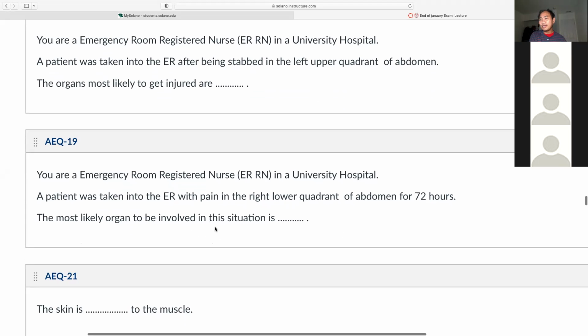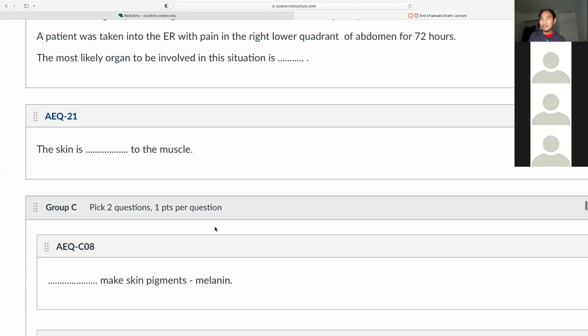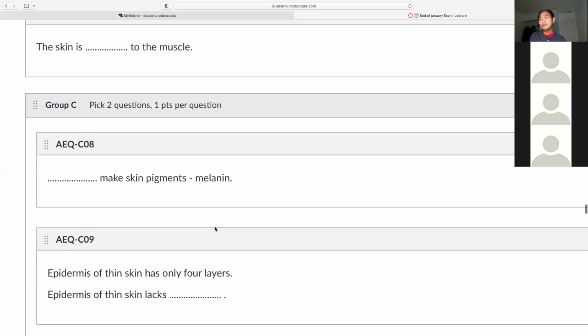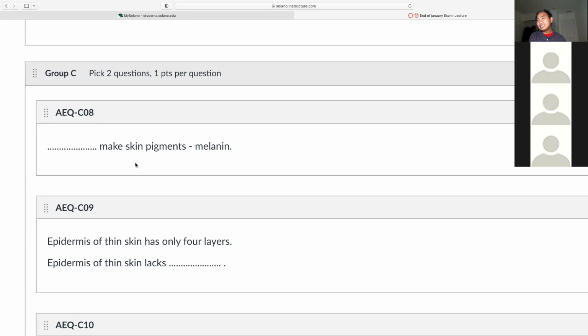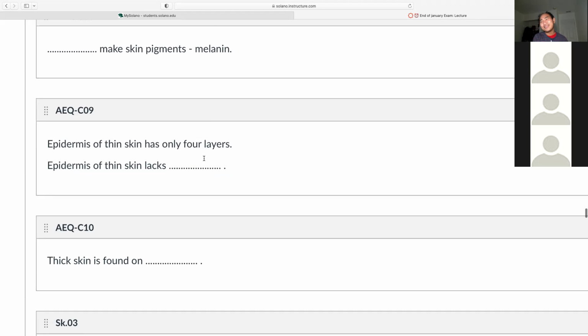Now the skin, that is easy for you. Which cell makes the skin pigment melanin? Melanocytes.